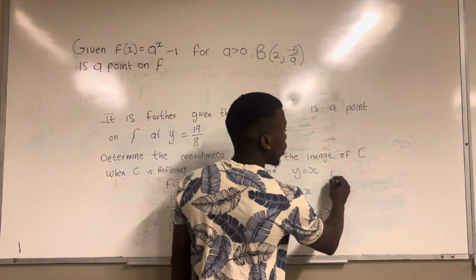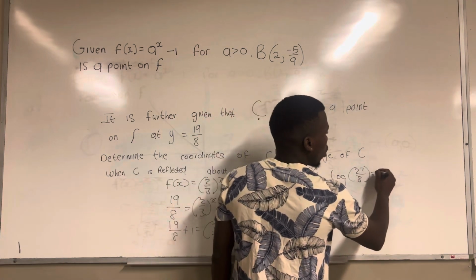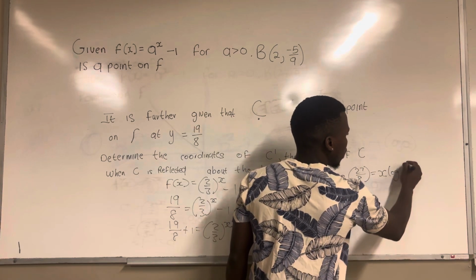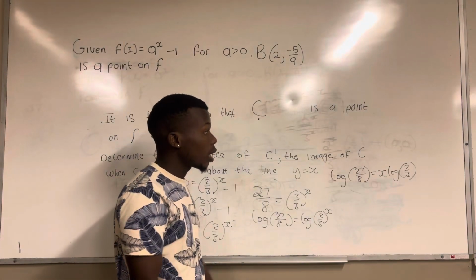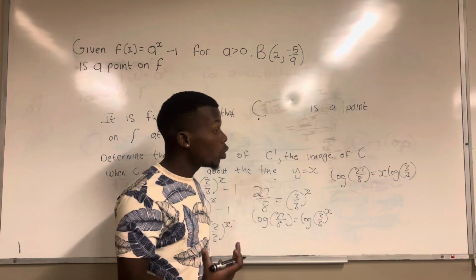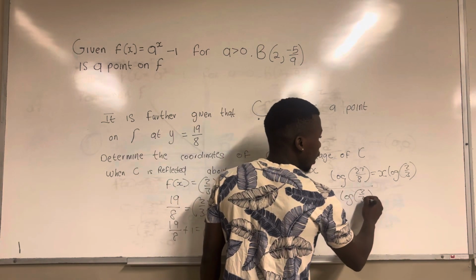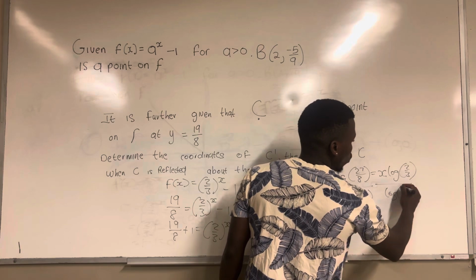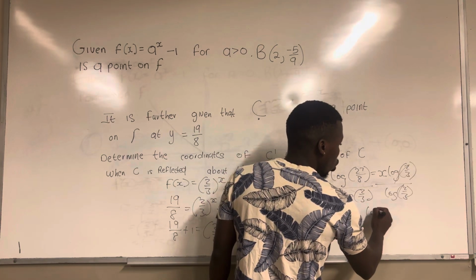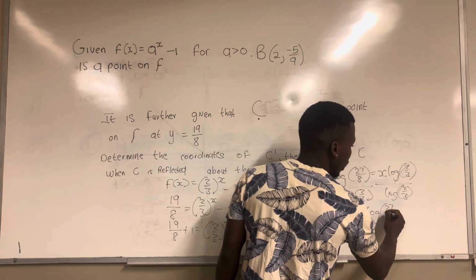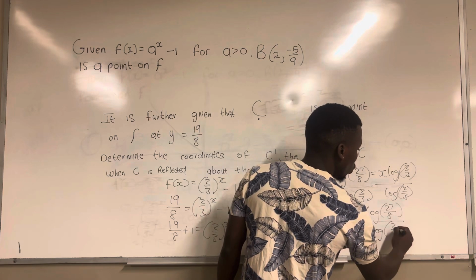It means, my friend, I will have log of 27 over 8 equals x times log of 2 over 3. Remember, we need to solve for x. I'm going to divide both sides by log of 2 over 3. This is the same as x equals log of 27 over 8 divided by log of 2 over 3.